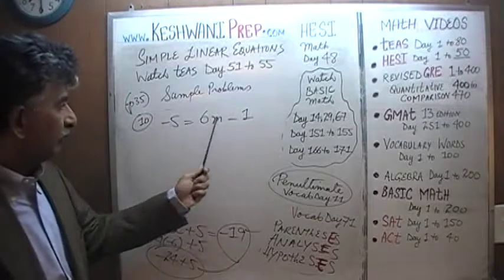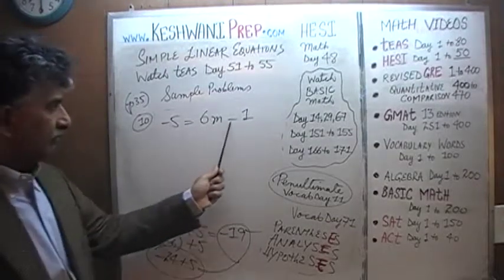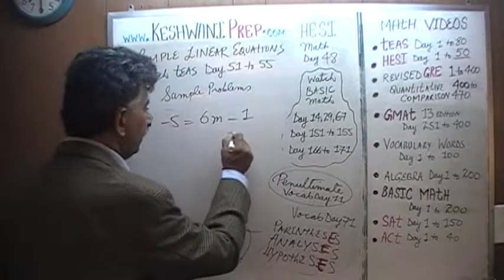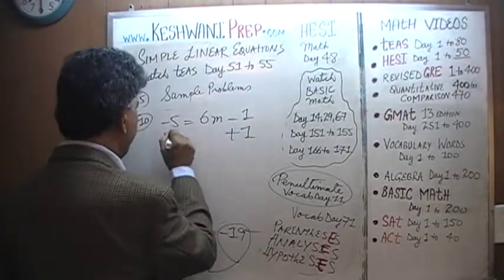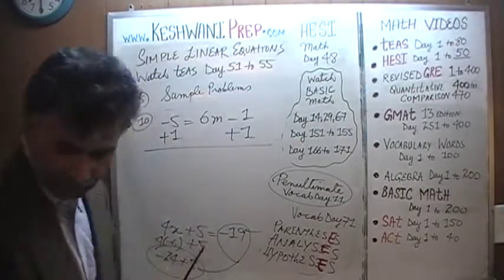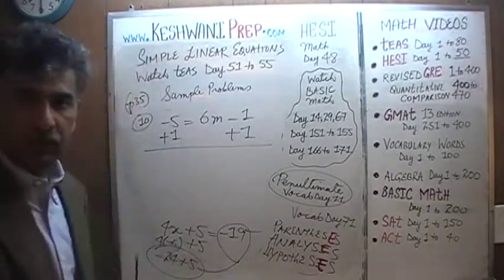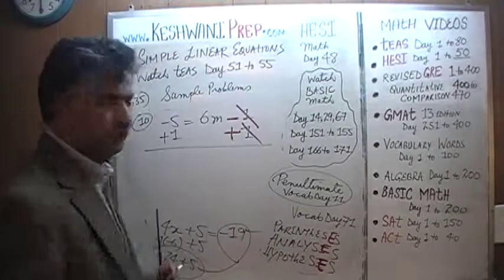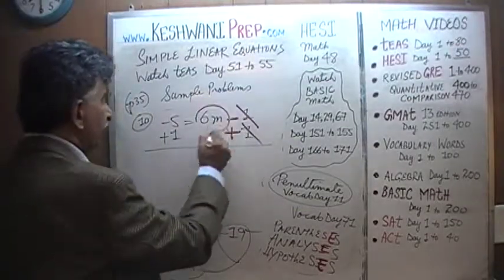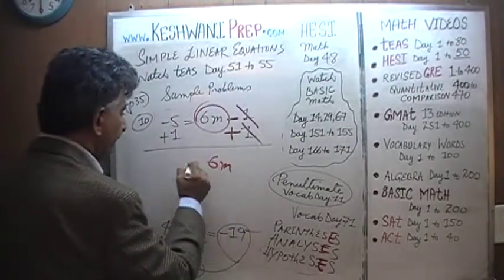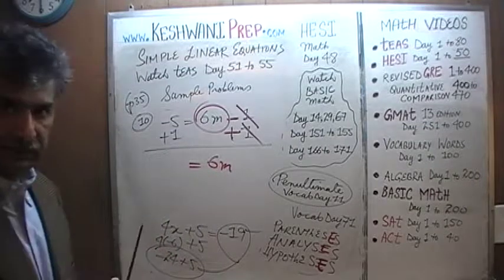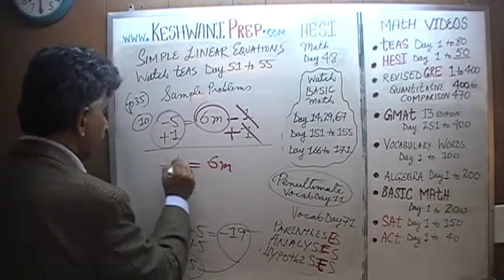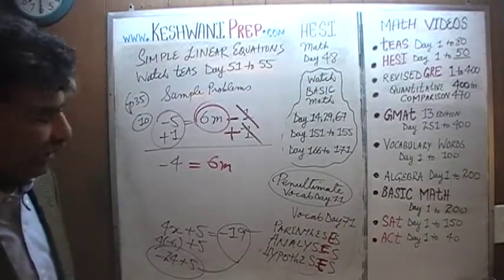Instead of trying to bring the numbers on this side, we're going to bring the number on that side. Let's get rid of this one. Let's bring this one over here. How do we do that? By adding one to both sides. Now, here on the right-hand side, we have a negative one and a positive one. They're going to kill each other. And we're going to be left with 6m, and 6m would have to equal negative 5 and a positive 1, which is negative 4.